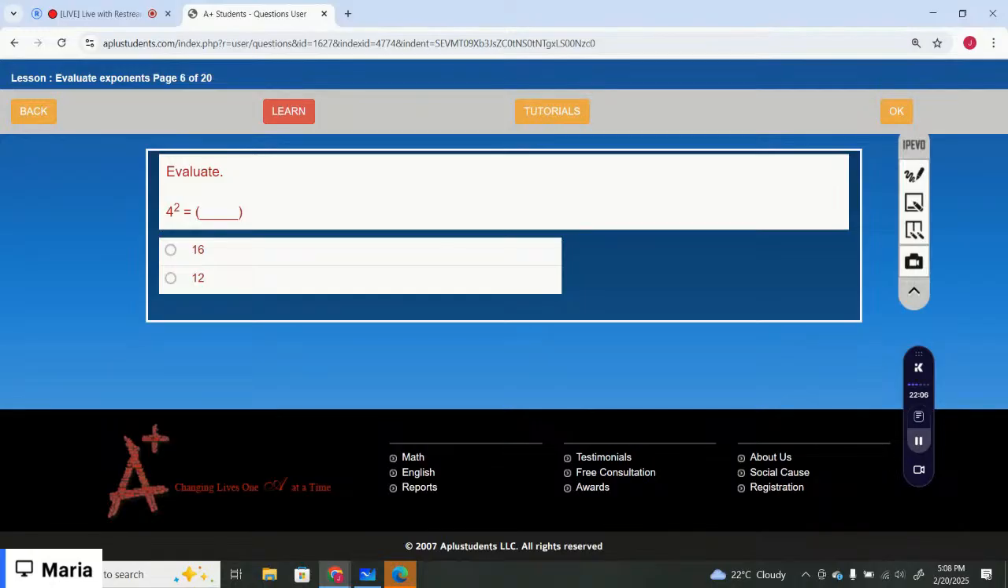4 square, which is the correct option? 4 square equals 4 times 4. So 4 times 4 is 16. Option number 1 is the correct option.